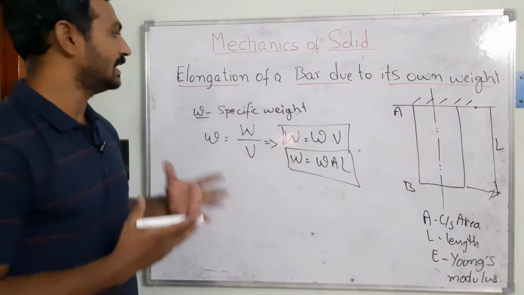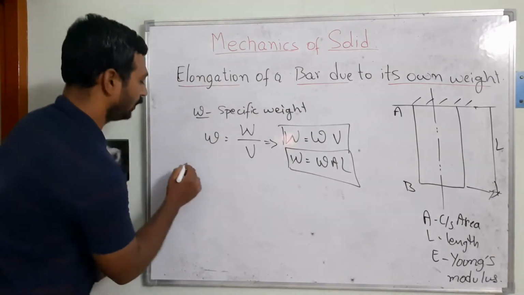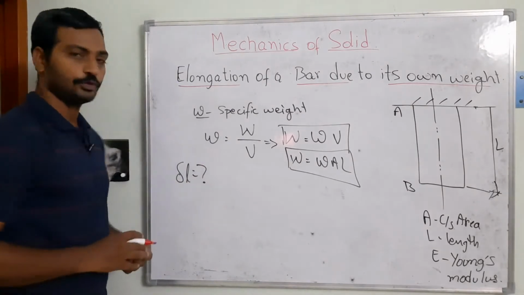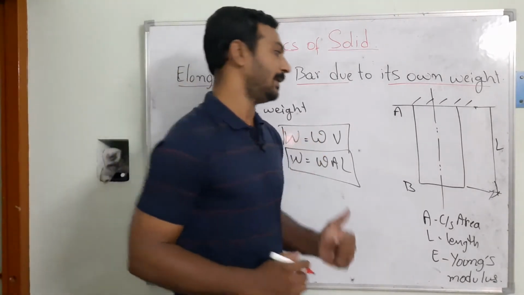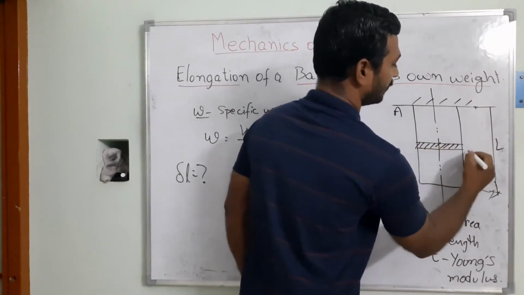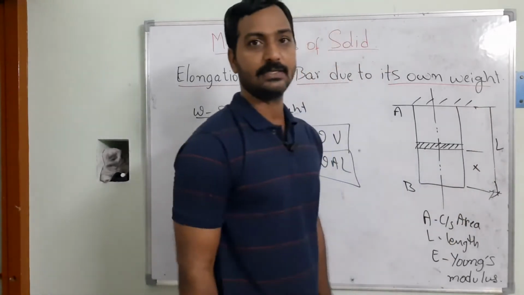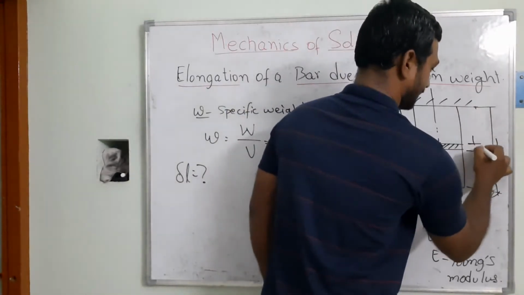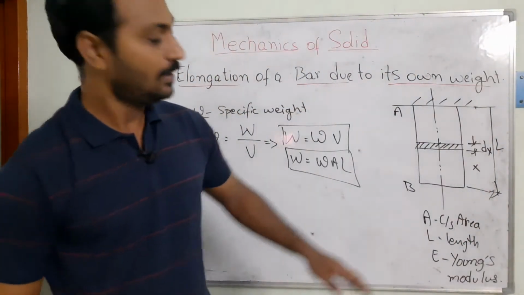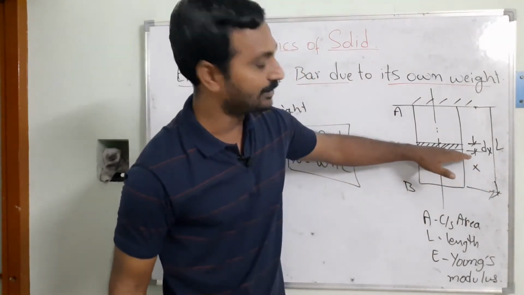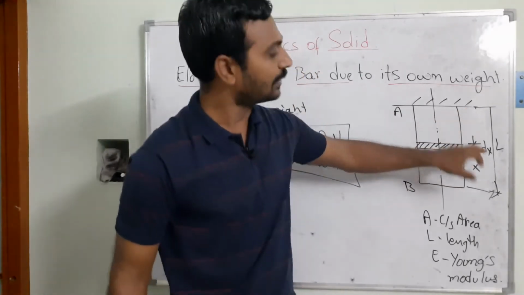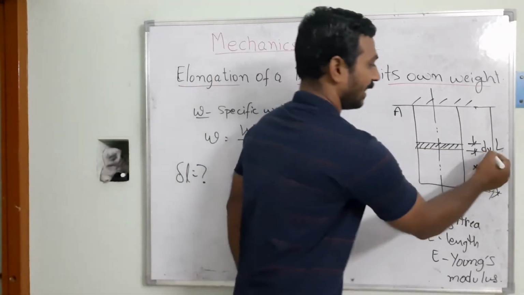If you want to find out the elongation of this member, that means we need to find out the del L of this member. How could you calculate it? In this case I am going to consider an elemental strip. At a certain distance from the free end I have taken one elemental strip, at distance x, and the thickness of this elemental strip is dx, which I am considering here.